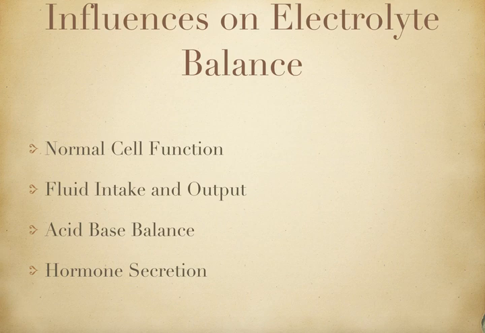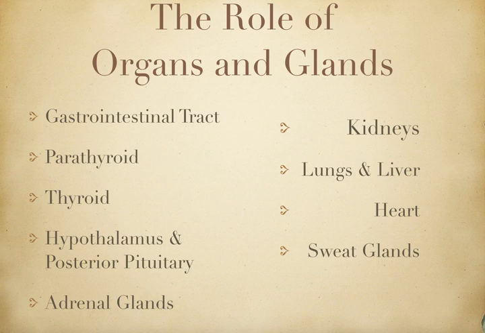So, what are the influences on electrolyte balance? Okay, we've got just normal cell function. We've got how much fluid is being taken in, how much is being put out. What is our acid-base balance and our hormone secretions? So we've got the role of organs and glands. Our kidneys work to regulate sodium, potassium.